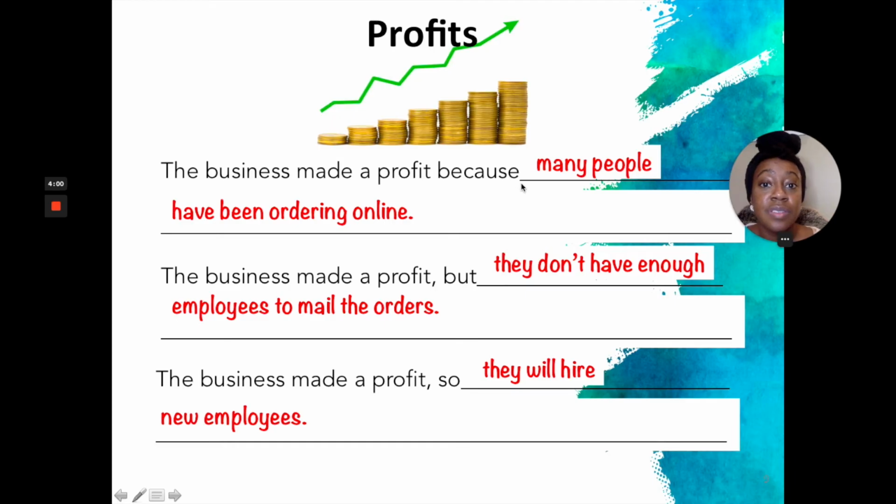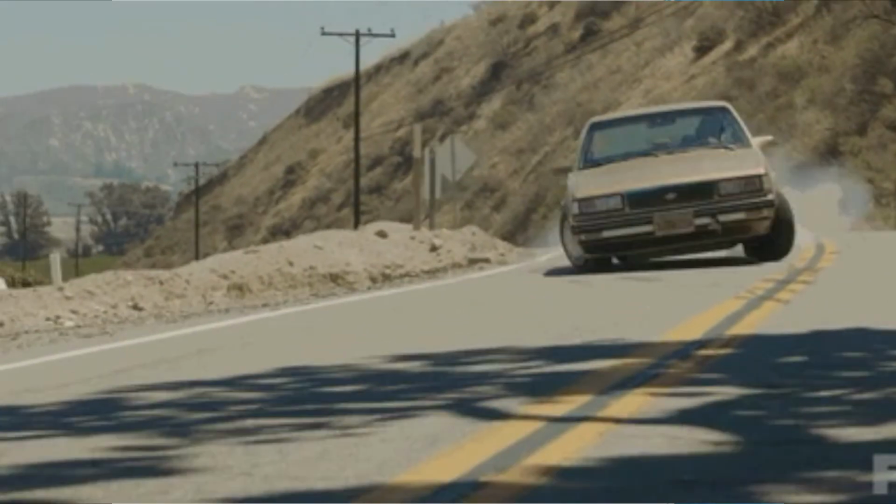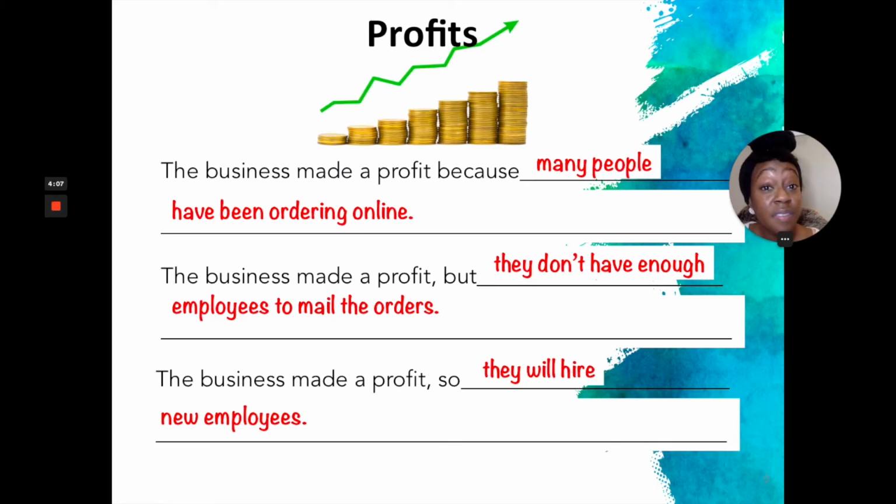Because tells us the reason, it's the why. The but is the change in direction. They made a profit, but on the other hand, they don't have enough people that work for them. And so is to tell us the effect. So the business made a profit, so they will hire new employees.